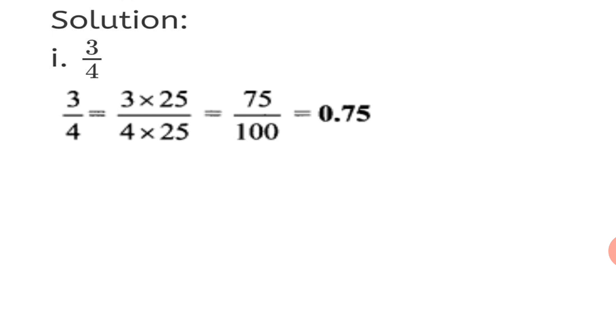4 multiplied by any number gives us 10? No. So we'll have to look out for 100 now. 4 into 25 gives us 100. So we will multiply the given fraction by 25 in numerator and denominator. 3 into 25 upon 4 into 25 is equal to 75 upon 100. Now we have got a common fraction whose denominator is 100 and we can write it into a decimal fraction.